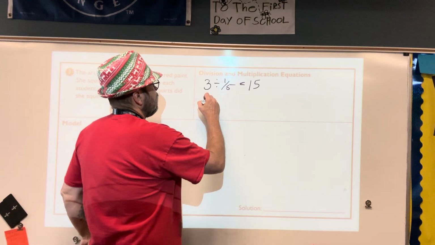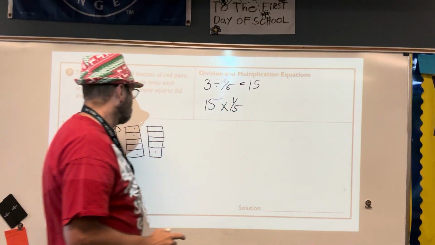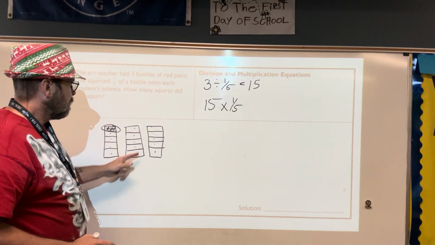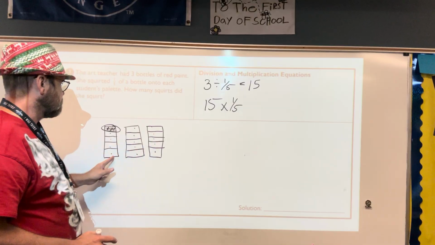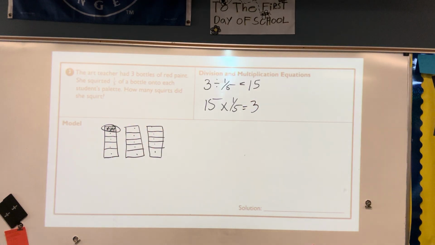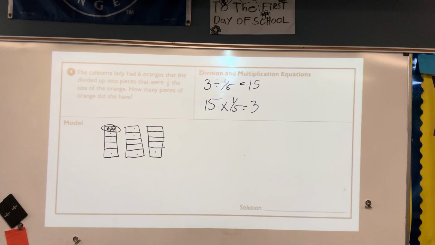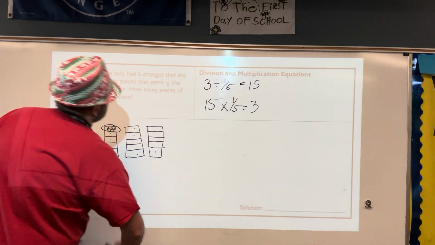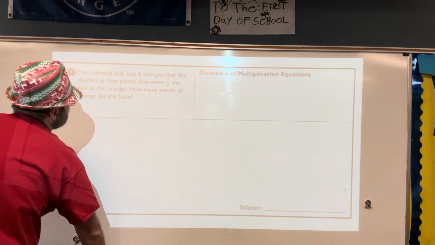The multiplication problem would be 15 times 1/5. So here's 15 times 1/5. Each one of these is a fifth. And so if I do that repeatedly 15 times, I'm going to get a total of 3. So how many squirts did she squirt? She squirted 15 squirts. All right, so the cafeteria lady had 6 oranges that she divided up into pieces.